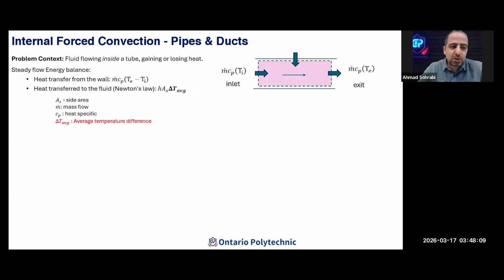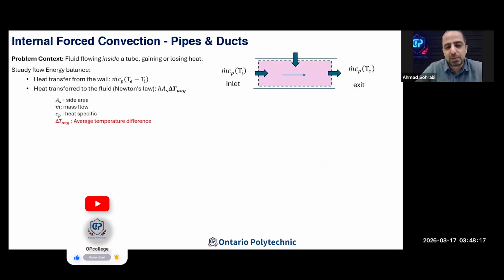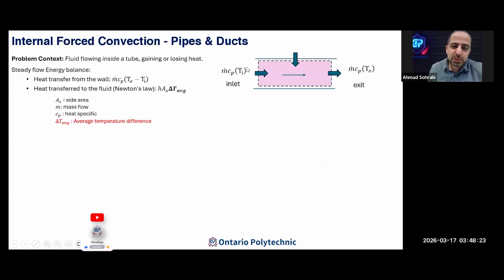Let's focus more on internal forced convection. As I mentioned, most of the questions in the P.Eng exam are from internal forced convection. So if you assume that we have an internal flow, and you consider a control volume, we have an inlet temperature and we have an exit temperature.